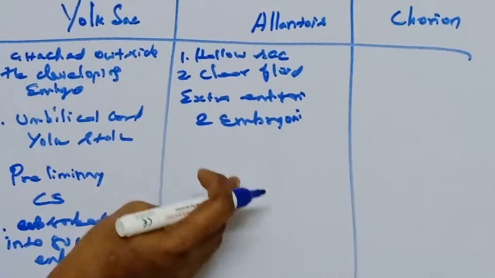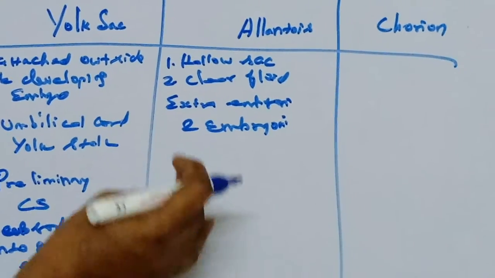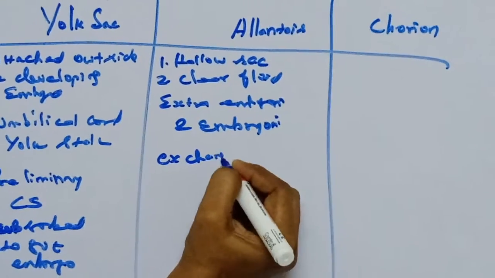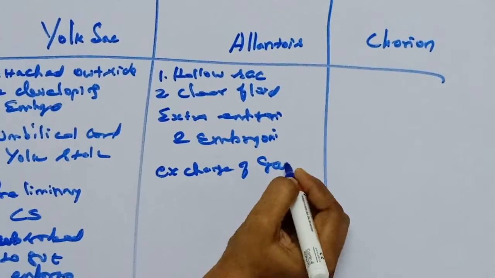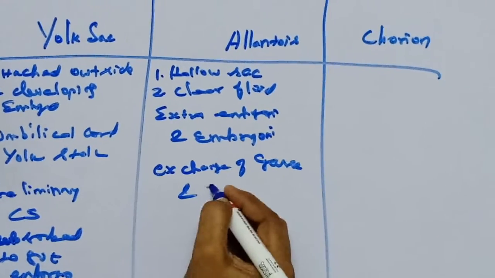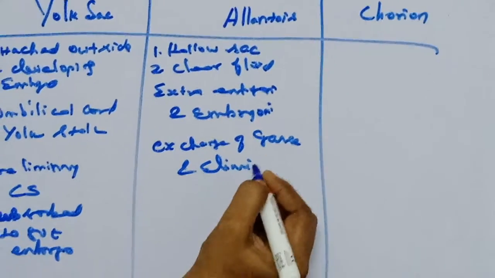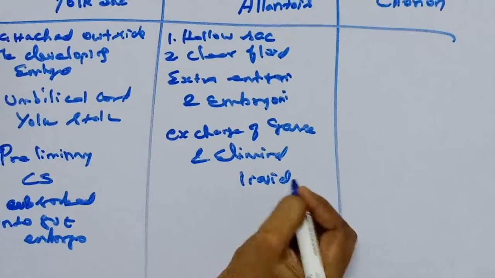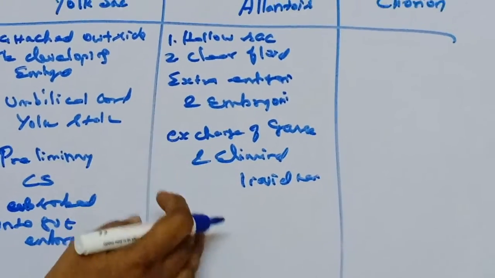What is the function of this allantois? It is helpful for the exchange of gases, and also eliminates liquid waste. That's all about allantois.